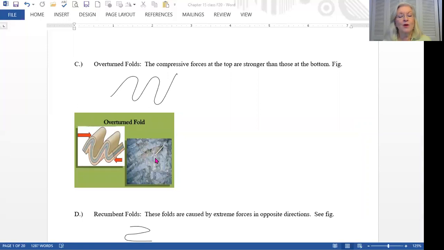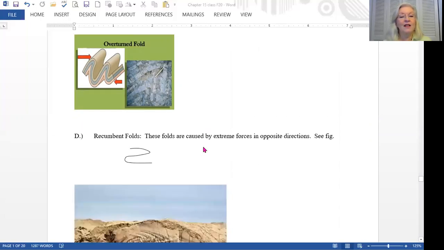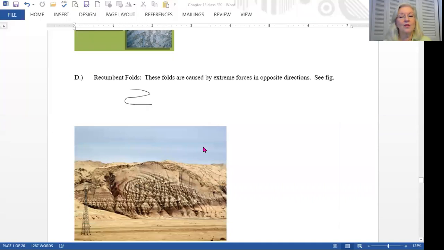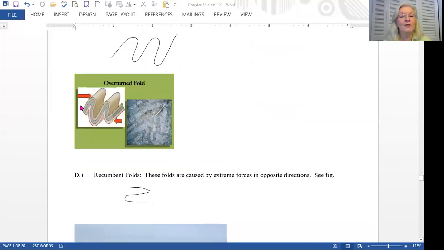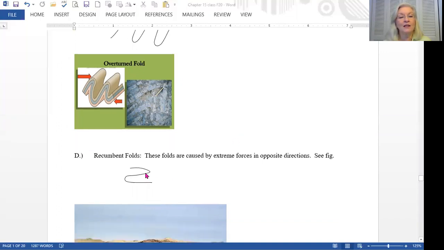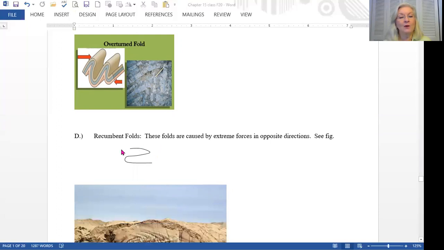A lot of times they put rock hammers or car keys down to give you perspective, but that looks like a ruler. I don't know. And then finally, recumbent folds. If you take your overturned fold and keep pushing, the base is going to slide under the top fold, and you'll end up with something drawn like a backwards S. That's a recumbent fold.